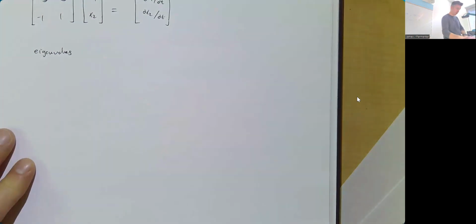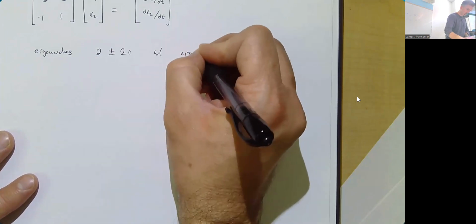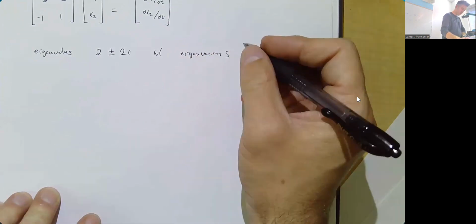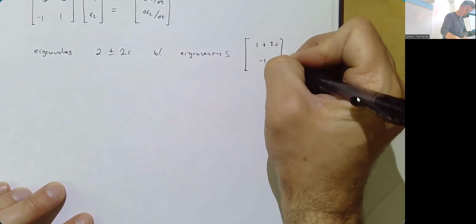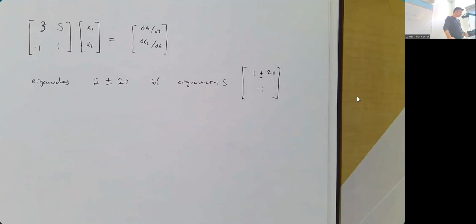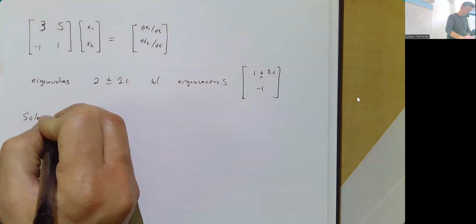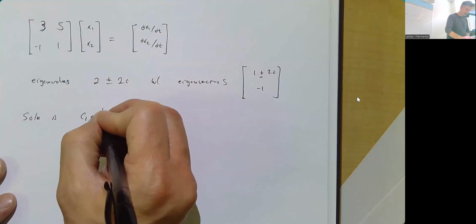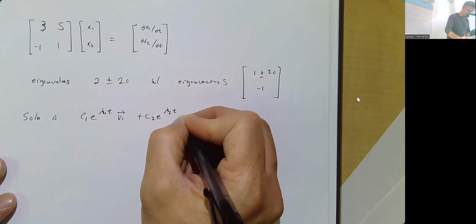Sorry, I've got work everywhere. We have 2 plus or minus 2i with eigenvectors that were 1 plus 2i, -1 or 1 minus 2i, -1. So the idea here is just like before, our solution is something of the nature c1 e to the lambda 1 t v1 plus c2 e to the lambda 2 t v2.